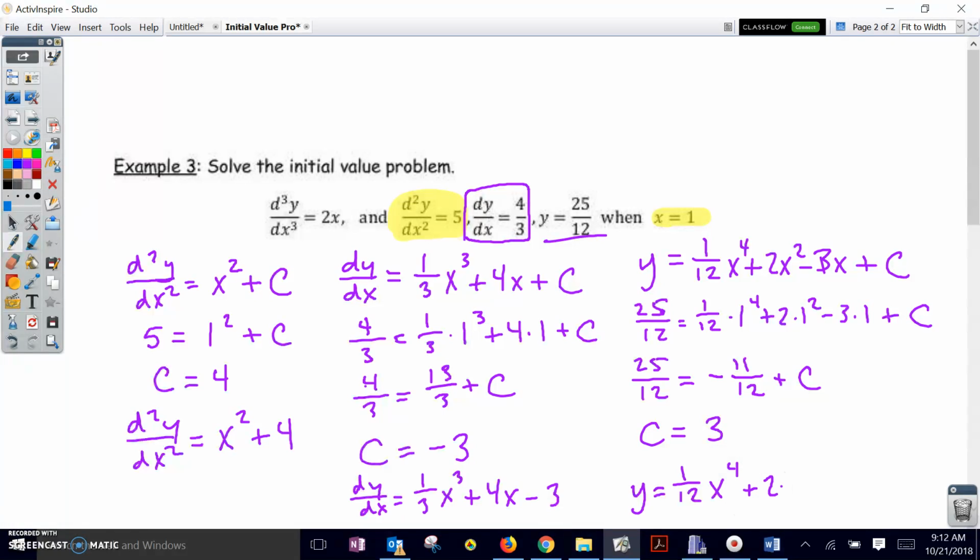And so our particular solution in this case is y equals 1/12 x to the fourth plus 2x squared minus 3x plus 3. And that's the one function that has all of those as conditions.